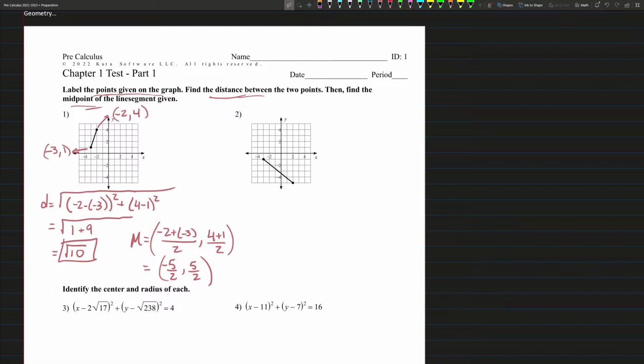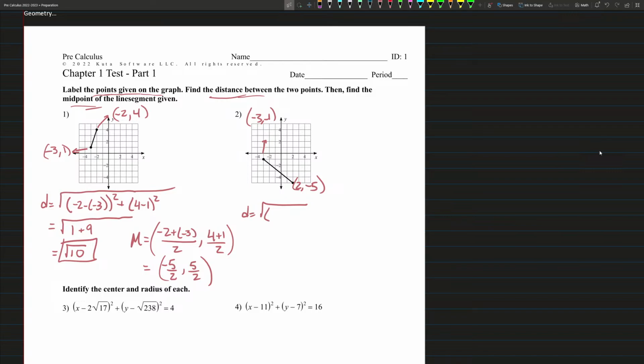All right. Same thing for the other one. So over 3. So this is -3, -1. Bottom point is 2, -5. Then we find the distance between these.